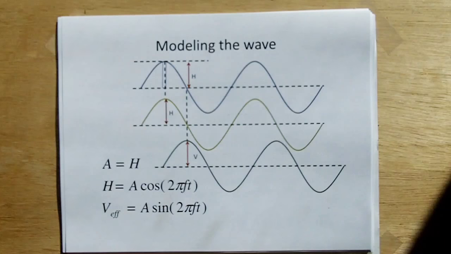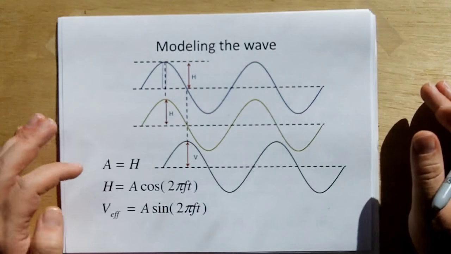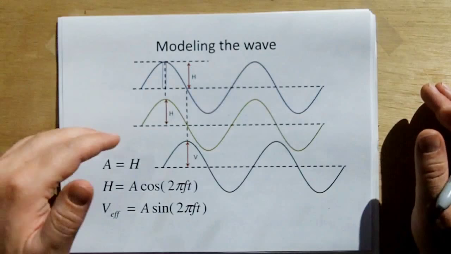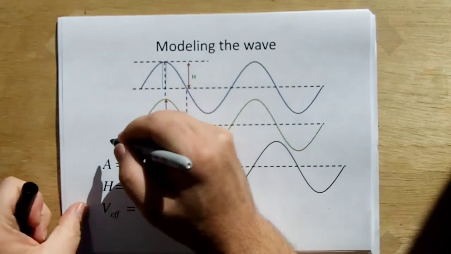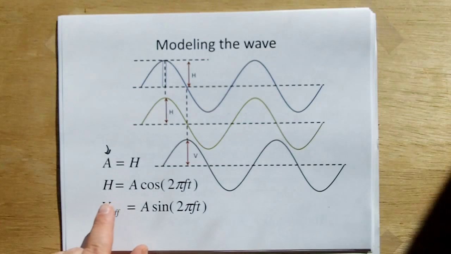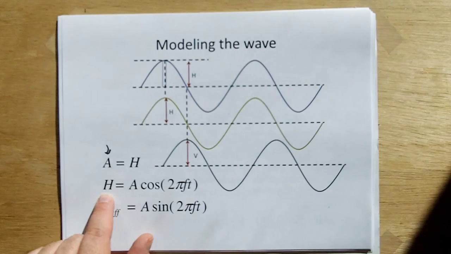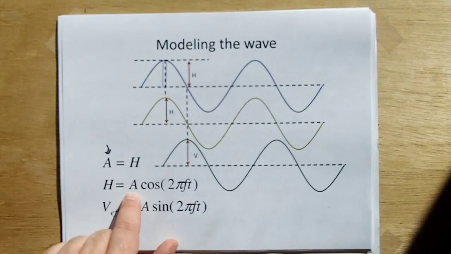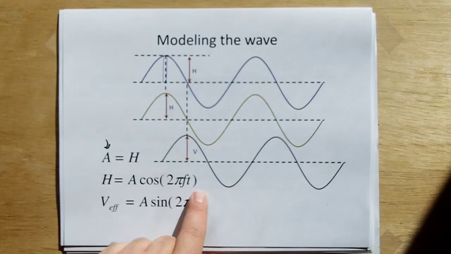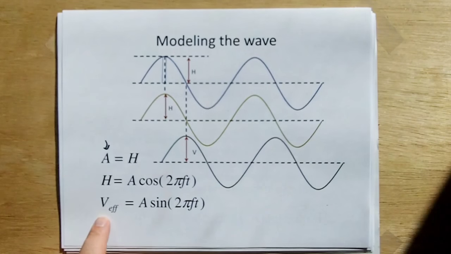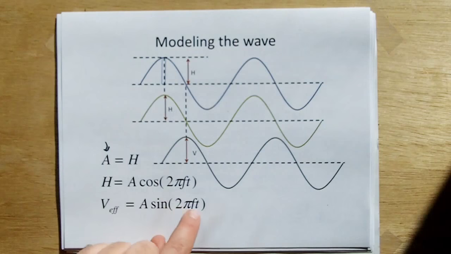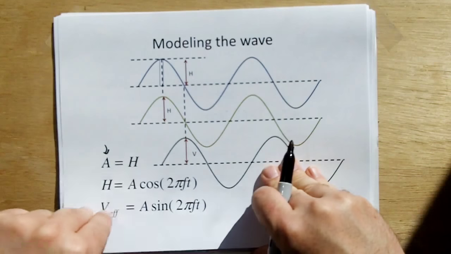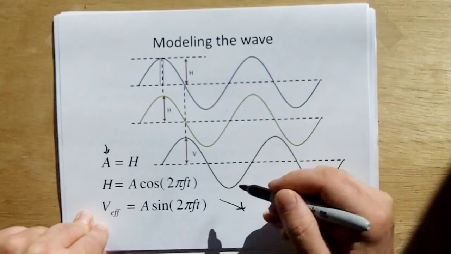So what engineers have done over the years is basically just take the height, or the energy at the height, and call that amplitude. What we're going to do is say that the potential energy component, which is the height, is going to be some magnitude times cosine of 2 pi ft, and the effective velocity, which is proportional to the kinetic energy, is going to be that same magnitude times sine 2 pi ft. And this works right into a Fourier series.